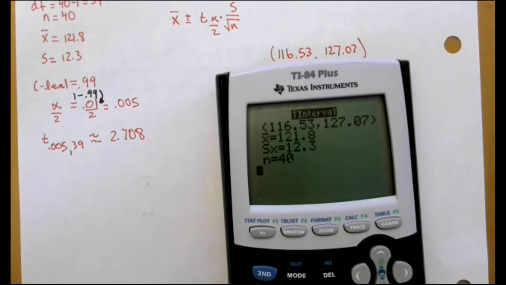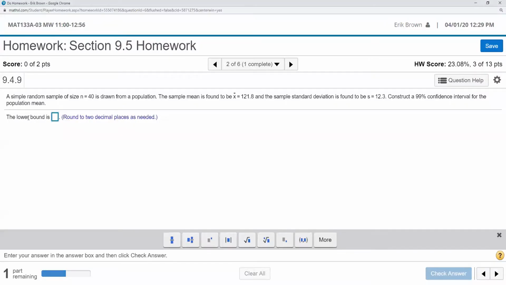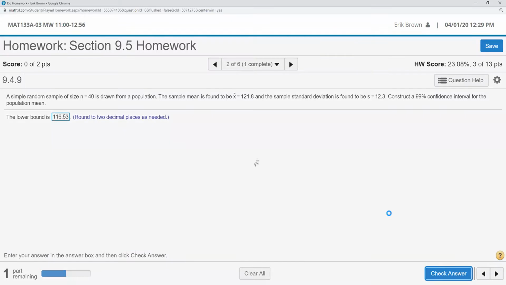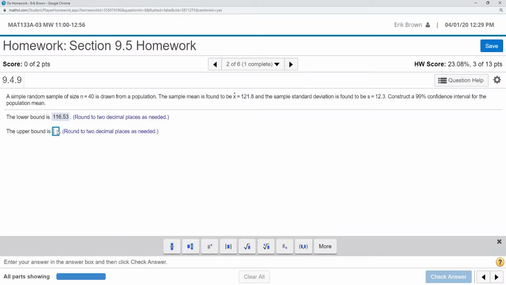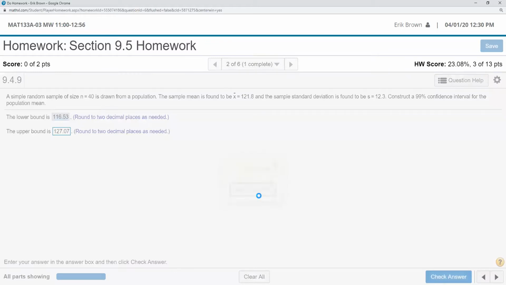Okay, so I'm going to put in that lower limit. Notice it calls it lower bound. We've been calling it lower limit. So that should be 116.53. I wanted to make sure we checked. Notice it says 2 decimal places and my calculator only gave 2. So that's good. Yay. And then the upper bound, which is the upper limit, 127.07. Yay.